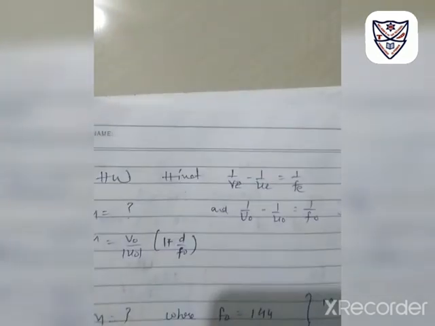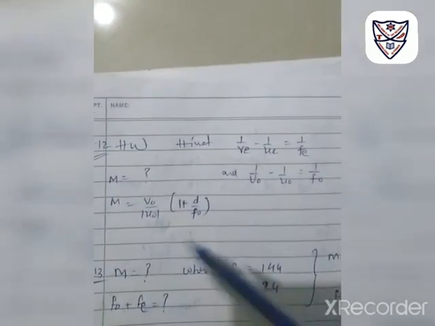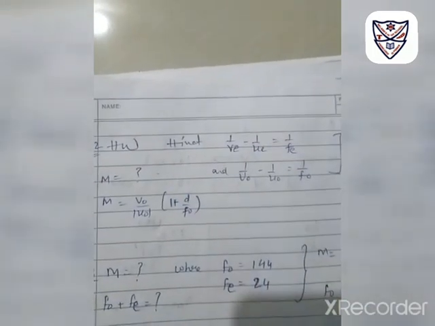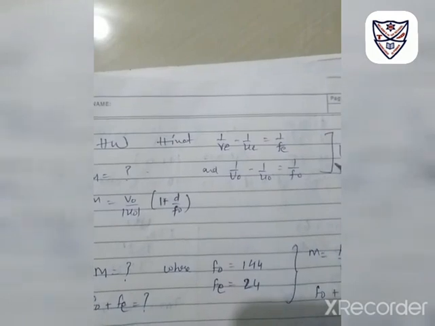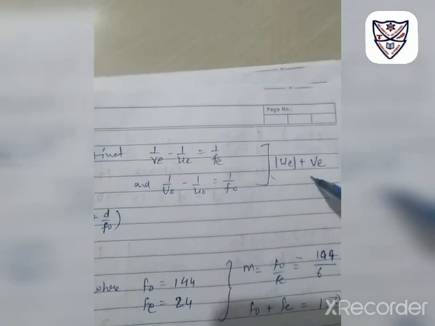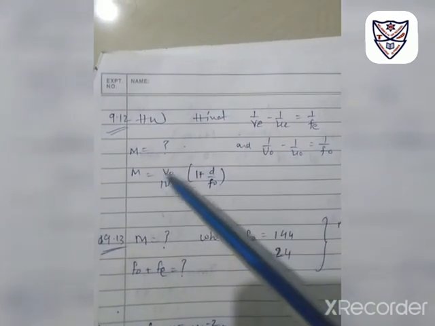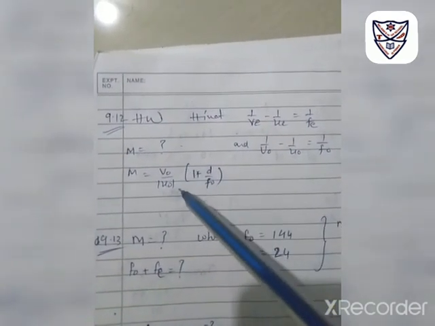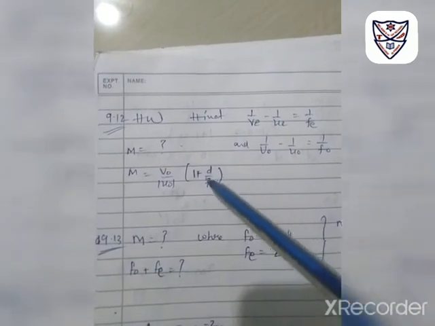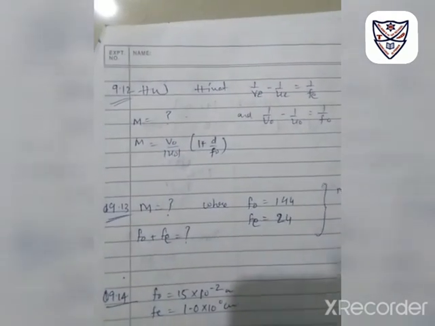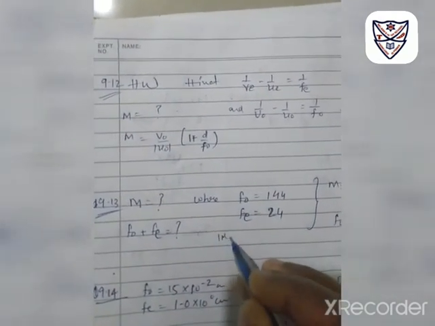9.12 is homework. It's similar to 9.11. Hint: here you have to find the m value using these two formulas, that is the mirror formula and lens formula. Here you have to just add the terms of u and v, and moreover for magnification the same formula you will use, v upon mod of u, 1 plus d by f. Okay, this is a very simple sum for 1 mark.